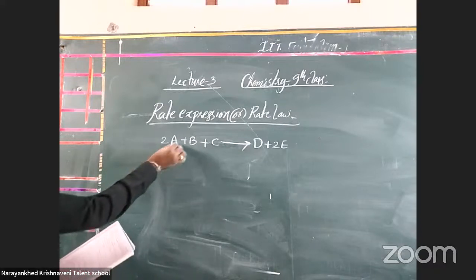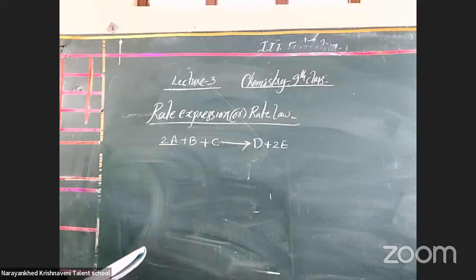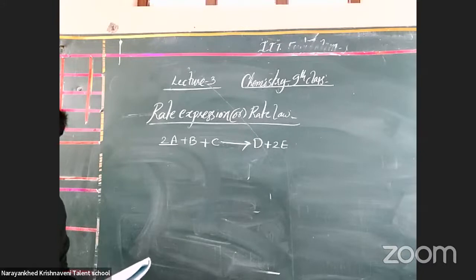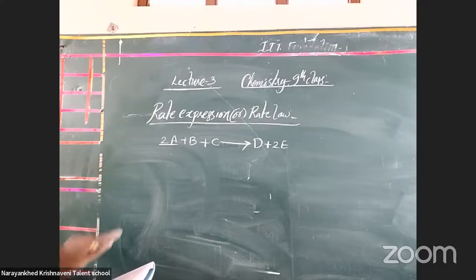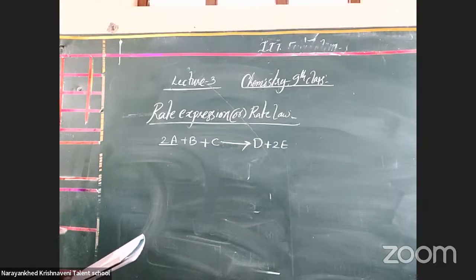This equation is first order with respect to A, second order with respect to B, and zero order with respect to C. Now you want to change that equation totally. The given equation is first order with respect to A, second order with respect to B, and zeroth order with respect to C. Find out the rate law for the reaction. First, you have to find out the rate law for the reaction.